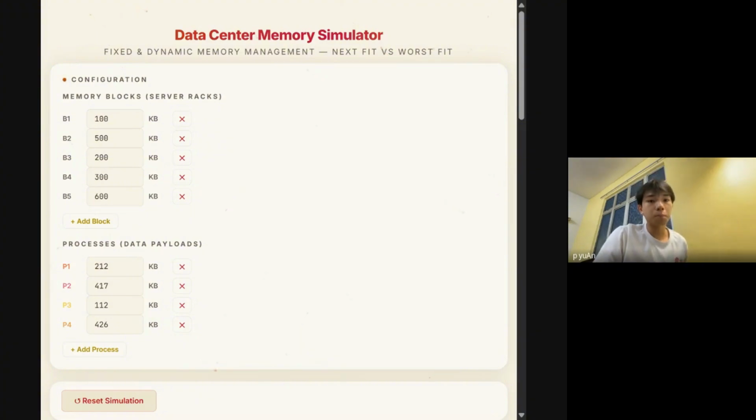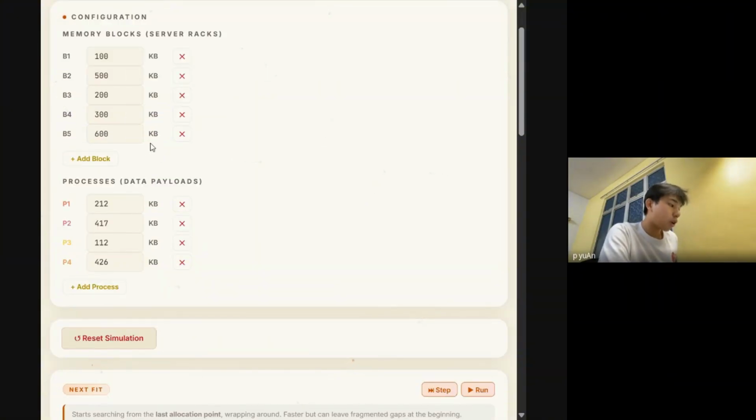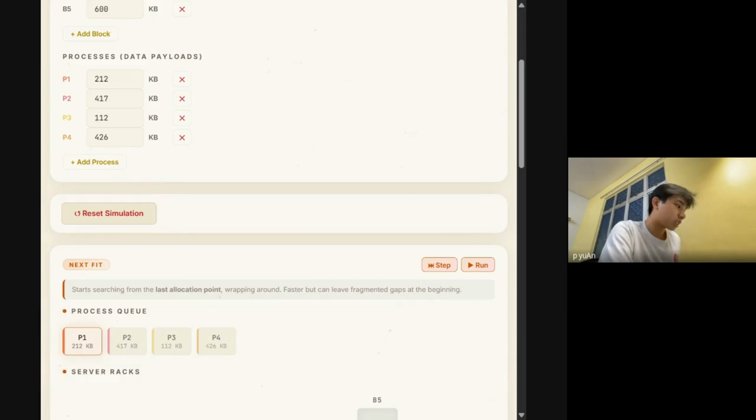To ground the project in a real-world scenario, we have modeled our system as a data center, allocating memory payload into server racks. For today's scenario, we have configured 5 memory blocks representing server racks in our data center, and each memory block has a different size for demonstration. We also provide 4 different size processes as our data payload for our demonstration.